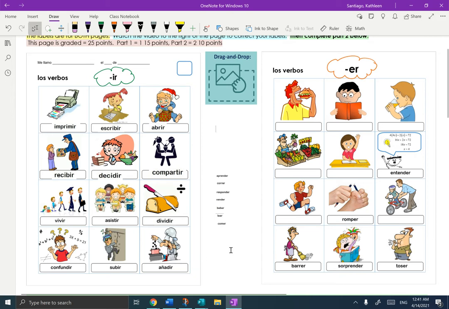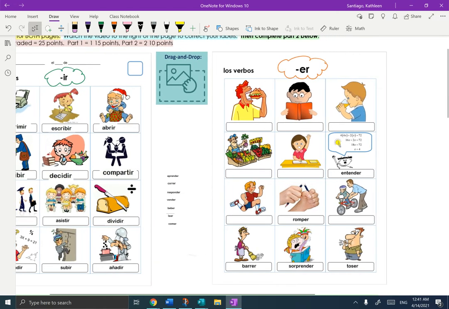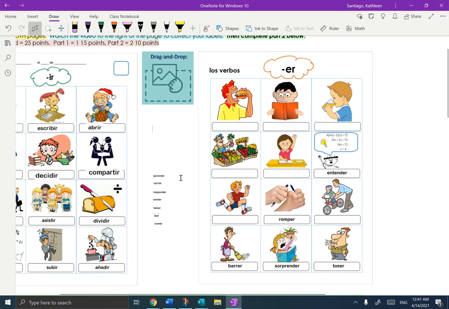Añadir. Now let's look. I am going to scroll over a little bit here. We have the IR verbs. The first one, let's actually start. I think the bottom ones are easier. So comer, we've had this verb, comer. In the video I explained, my mom used to say, come and get it when it was time to eat. Comer.